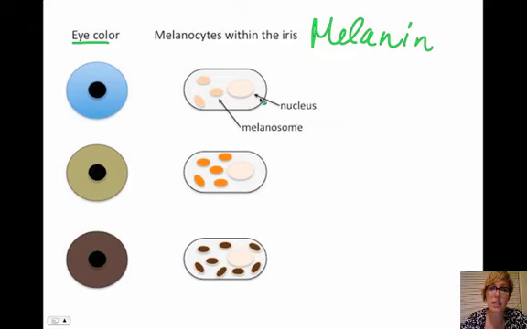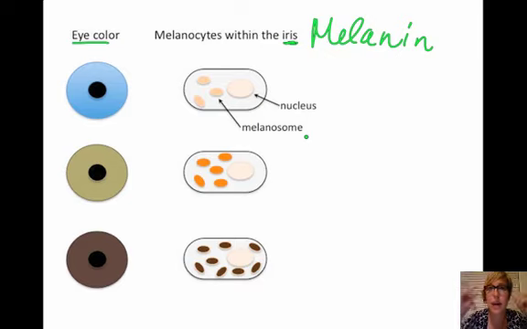And what's interesting is within these are melanocytes, just a fancy word for iris cells that contain melanin. So these are melanin-containing cells found in your iris, and they have these little packets called melanosomes, and those melanosomes contain melanin. There are two main types of melanin. One is a blackish-brown melanin, and the other is a reddish-brown melanin. And the amount and percentage of each type of melanin gives you your eye color.